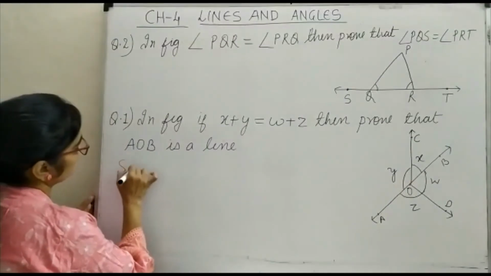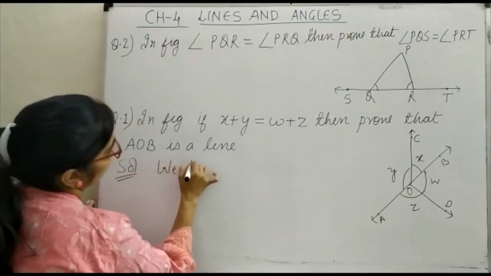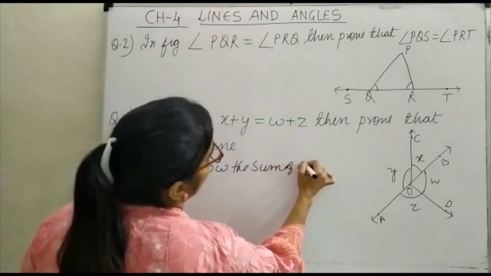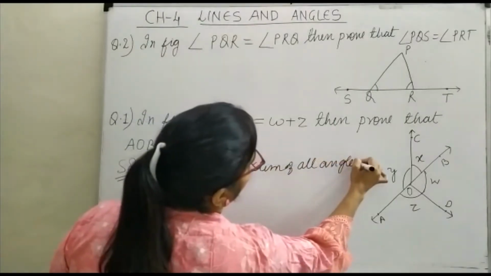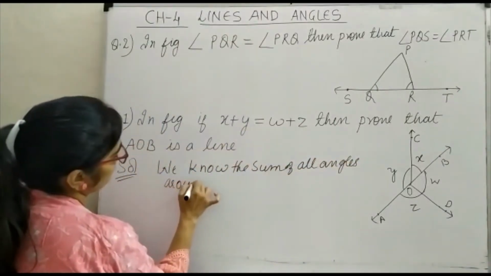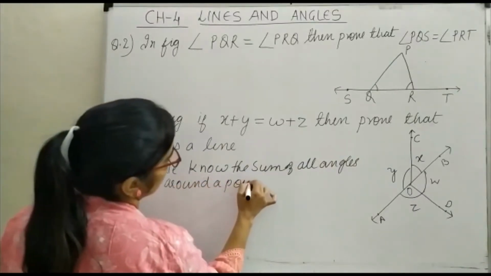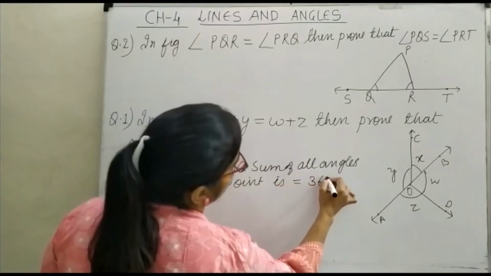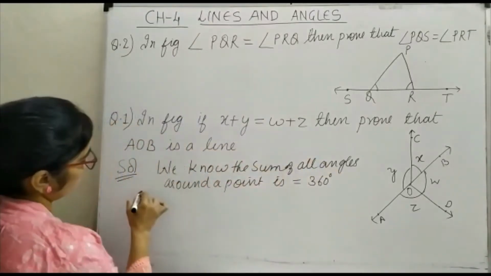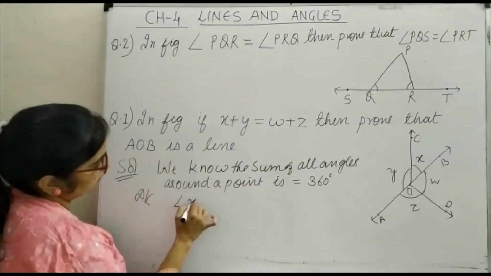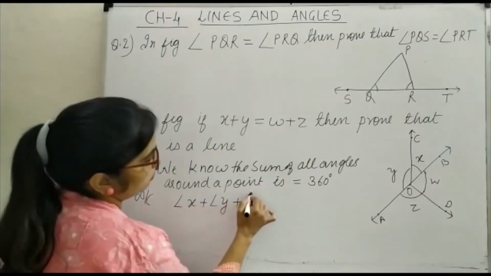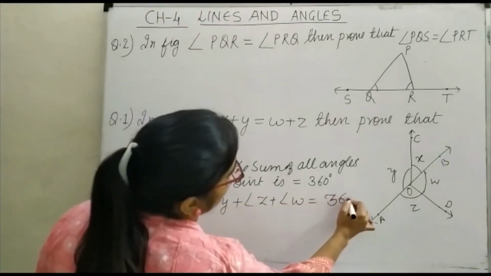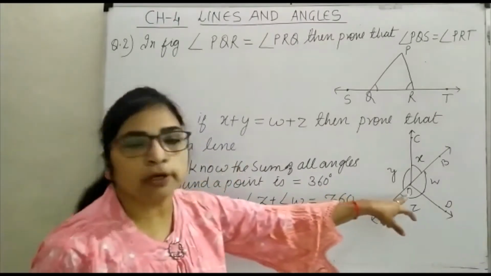Our solution, we know the sum of all angles around a point is equal to 360 degrees, right? So according to the condition, angle x plus angle y plus angle z plus angle w is equal to 360 because these are the angles around the point O.